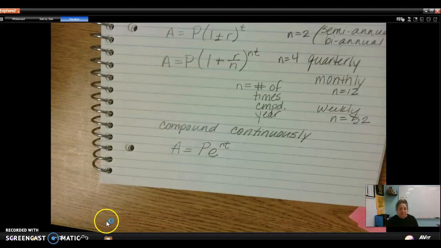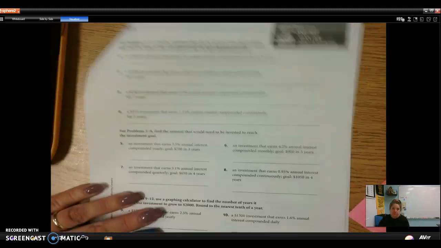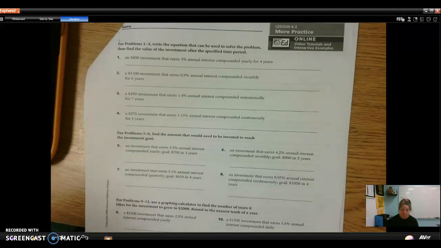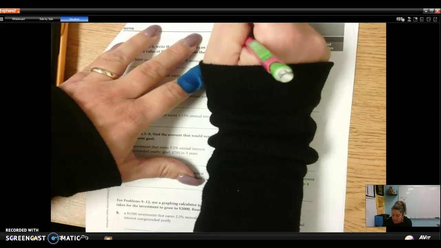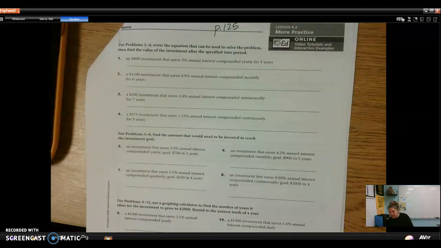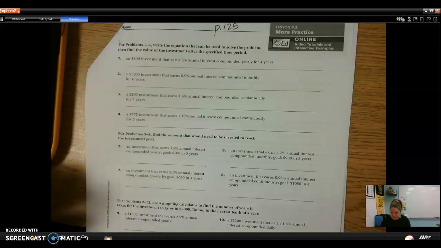Let's go try some examples so you see what I'm talking about. All right, so this is from your workbook, okay? So let's go in and take a look at lesson 8.3. This is page 125 of your workbook, okay? We're going to do a couple of these problems together. Look at you getting free stuff, okay?